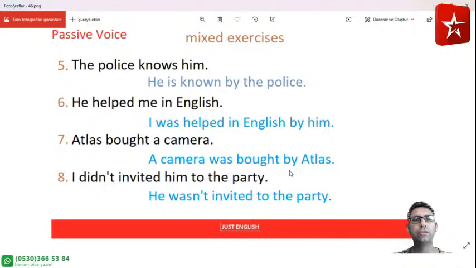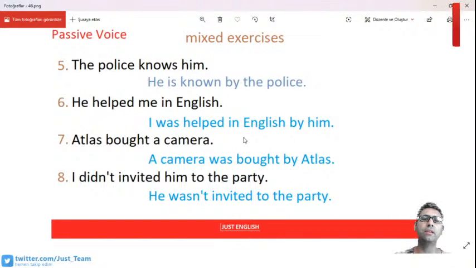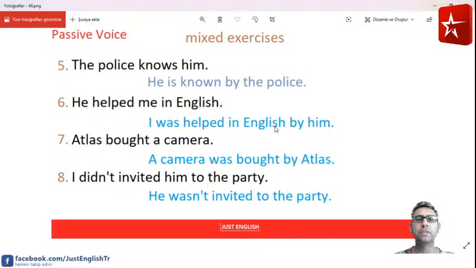All right, you're doing good, guys. Okay. So let's check them together. He is known by the police. I was helped in English by him. A camera was bought by Atlas. He wasn't invited to the party. All right, let's move on.